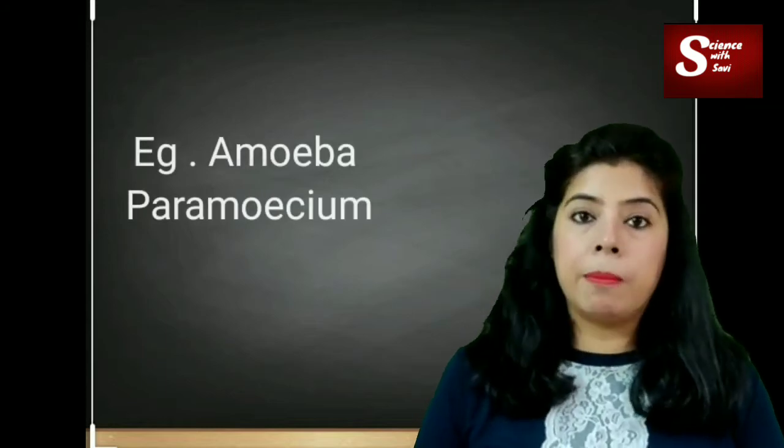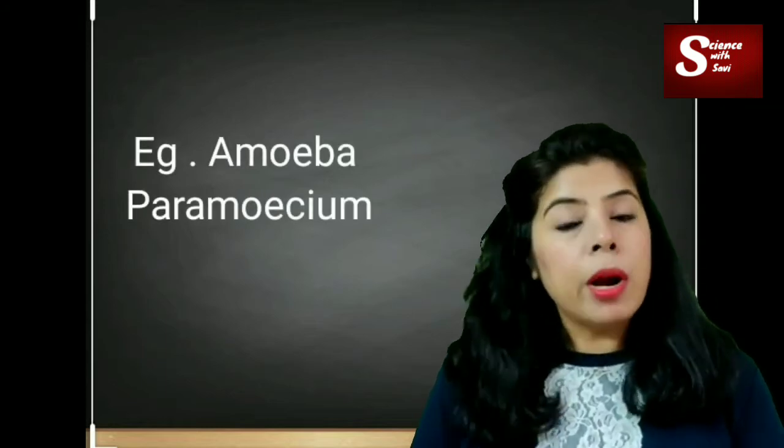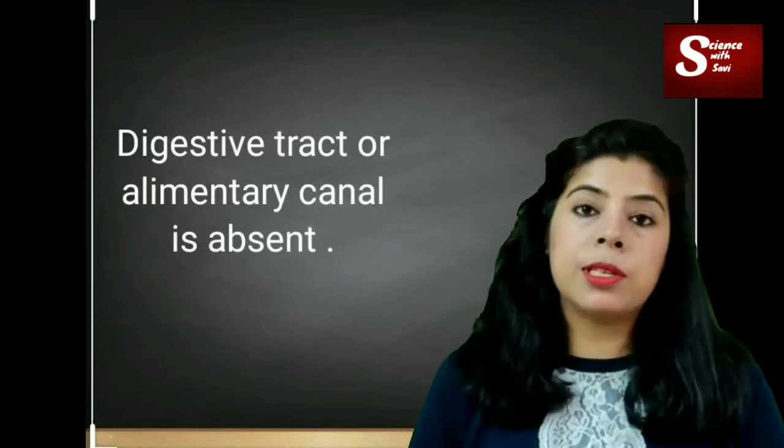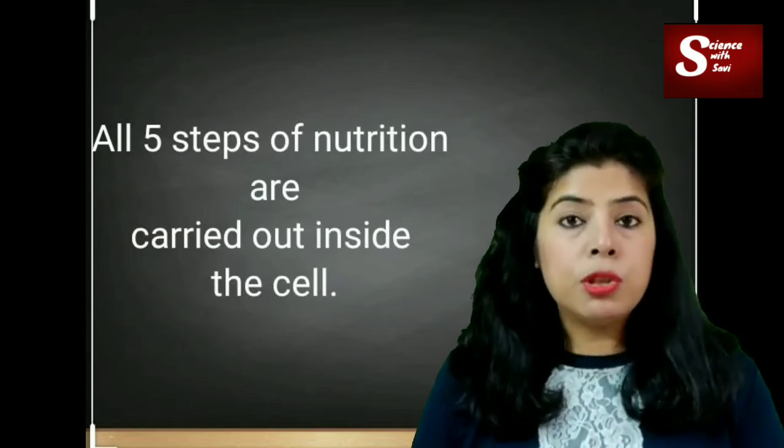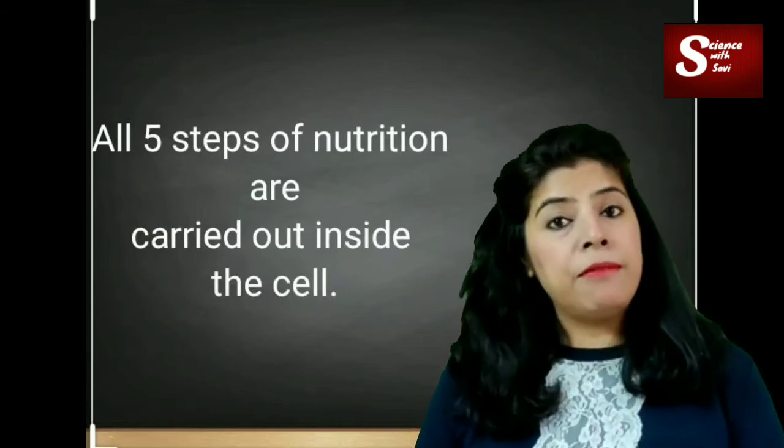This intracellular kind of digestion takes place in very simple organisms like amoeba and Paramoecium. They do not have a digestive tract or an alimentary canal, and the whole process is carried out inside the cell only. That is, ingestion, digestion, absorption, assimilation, egestion, everything is going on inside the cell, and they do not have a definite or well-formed digestive tract.